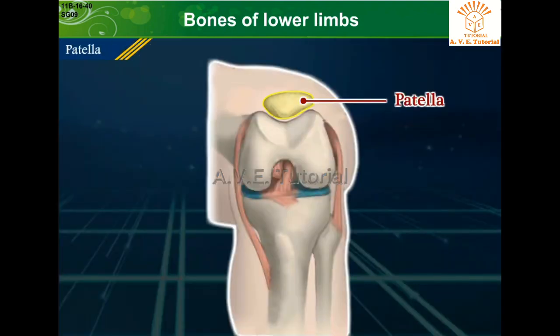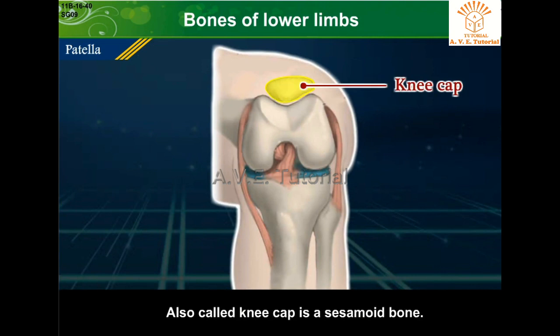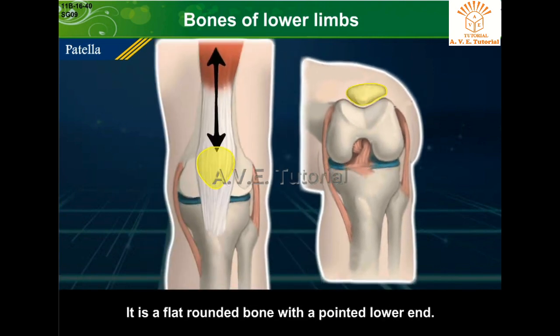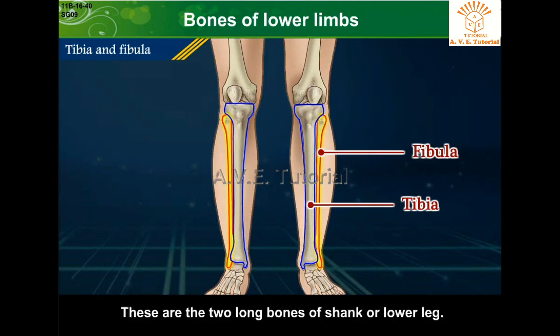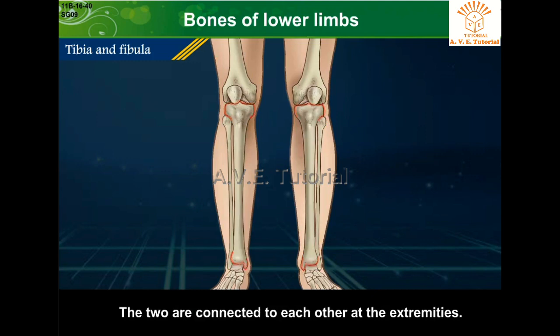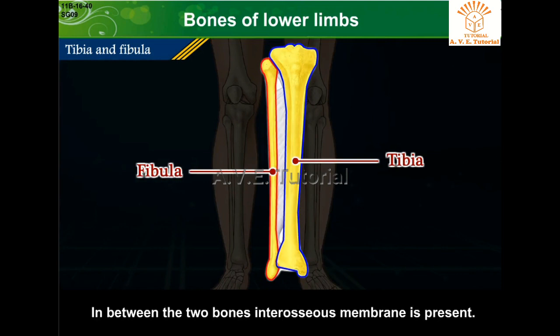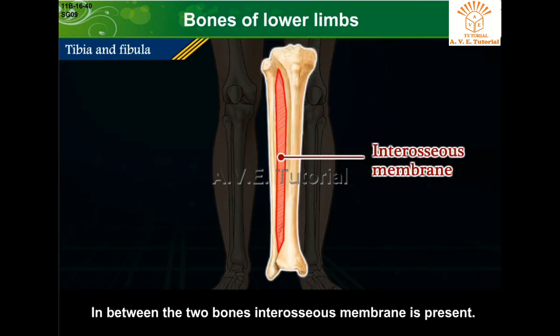Patella, also called kneecap, is a sesamoid bone. It is a flat, rounded bone with a pointed lower end. Tibia and fibula. These are the 2 long bones of shank or lower leg. The 2 are connected to each other at the extremities. In between the 2 bones, interosseous membrane is present.